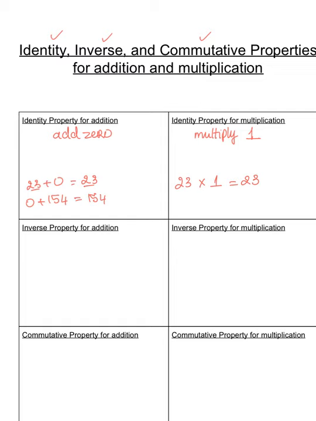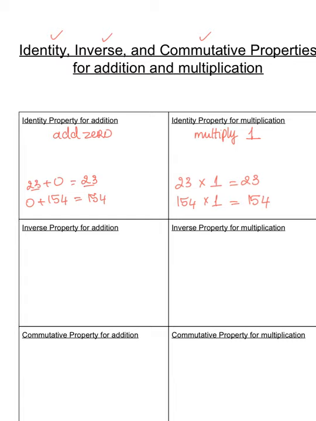So if I have 154, I multiply with 1, the value is still the same, 154. All right, that's identity. Next, we'll have inverse property.